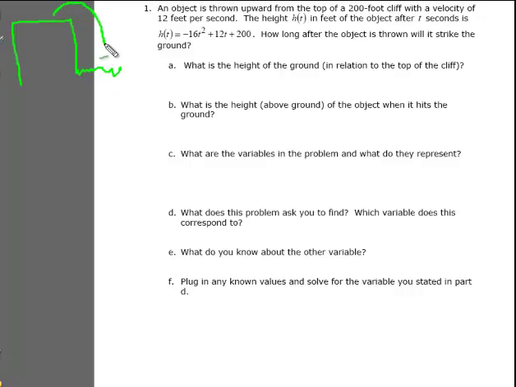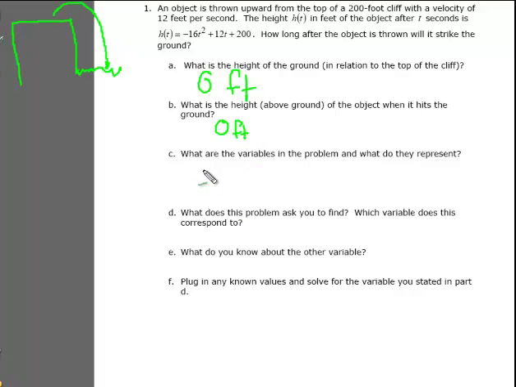And the first question is, what is the height of the ground? So the top of the cliff is 200 feet, and then the ground would be 0 feet. And so that's 0 feet. What is the height above ground of the object when it hits the ground? So if the object is being tossed from the cliff and it hits the ground, how high above the ground is it? It is going to be 0 feet.